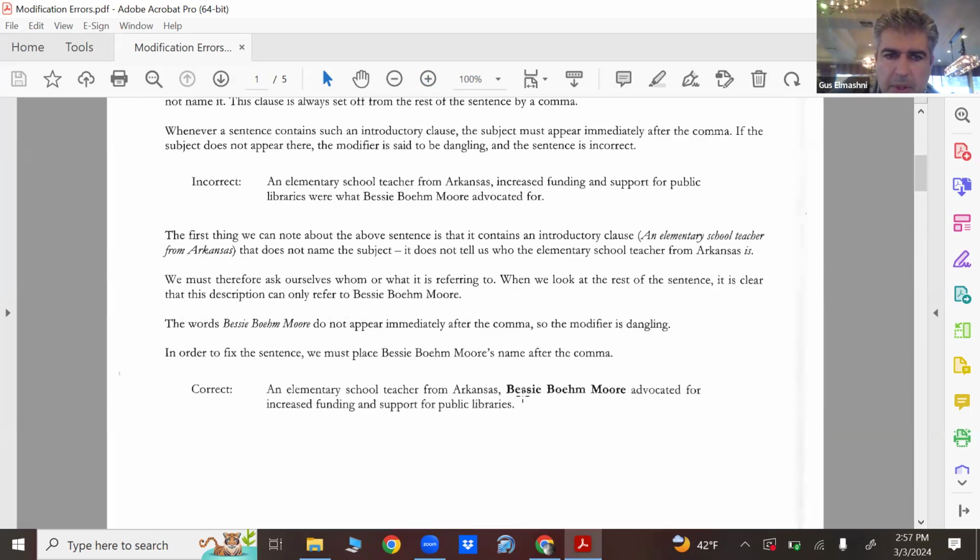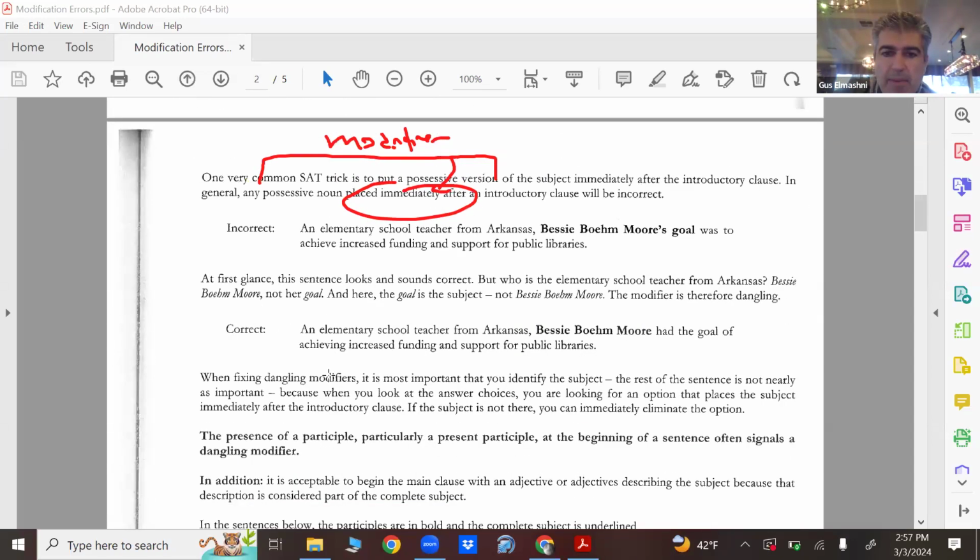Yeah, if you look at this one here, an elementary school teacher from Arkansas increased funding and public support for public libraries, what Bessie Bowmore advocated for. Who was the elementary school teacher from Arkansas? Not the funding, but her, Bessie Bowmore. So you guys say her name right after that phrase. Otherwise, we say it's a misplaced modifier. It sounds kind of weird because you hear the word modify, I think change, but a modifier is just simply a phrase. And it's got to be right next to whatever it's describing. Otherwise, it's misplaced. Sometimes it's called a dangling modifier too. That could happen.